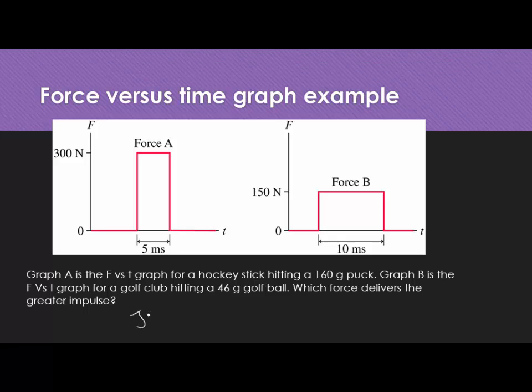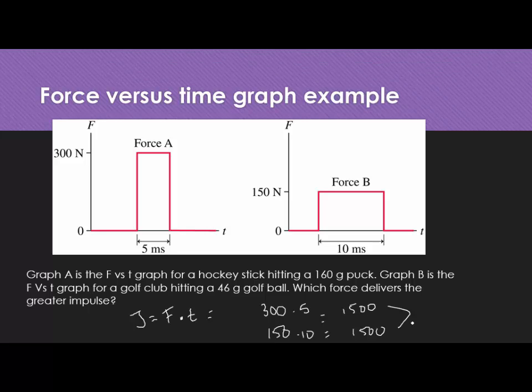So remember that impulse is force times time. So we really just need to find the area under the curve for both of these. So this one would be 300 times 5, and this one would be 150 times 10, which in this case is exactly the same, right? 1,500 and 1,500. So both of these objects are going to experience the same impulse.